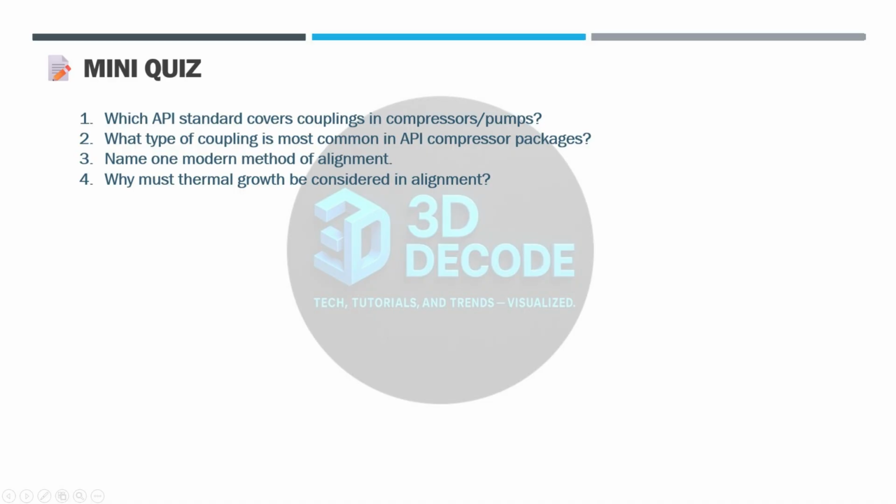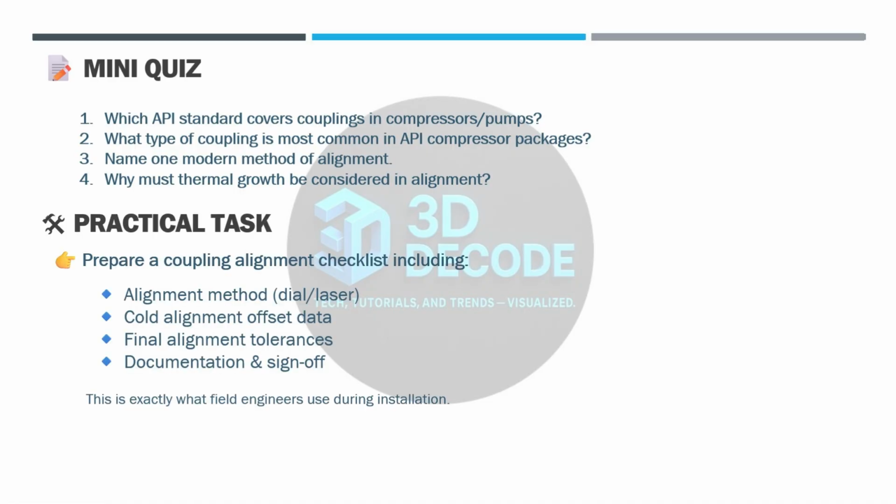1. Which API standard covers couplings in compressors and pumps? 2. What type of coupling is most common in compressor packages? 3. Name one modern alignment method. 4. Why must thermal growth be considered in alignment?